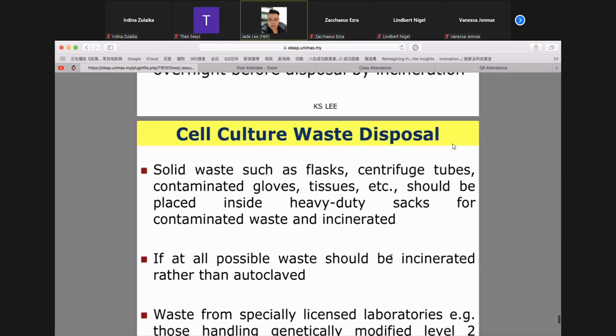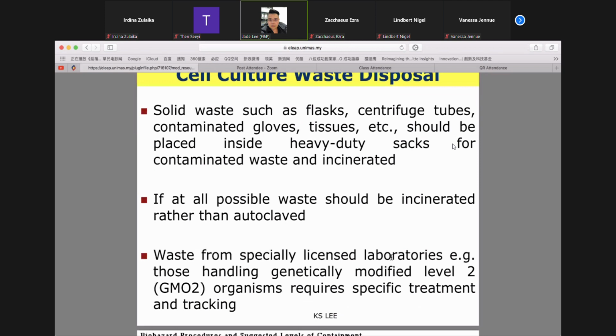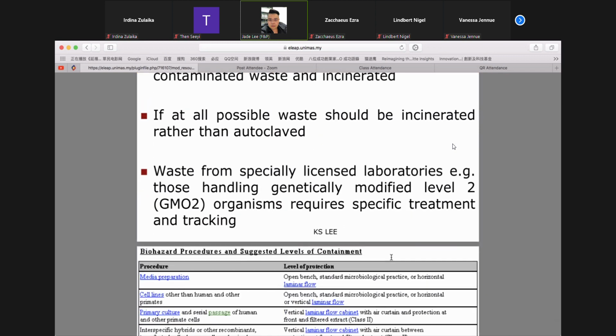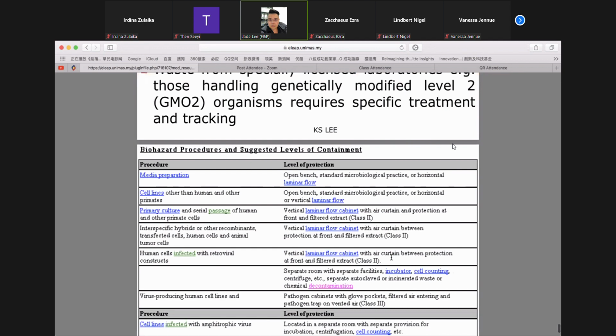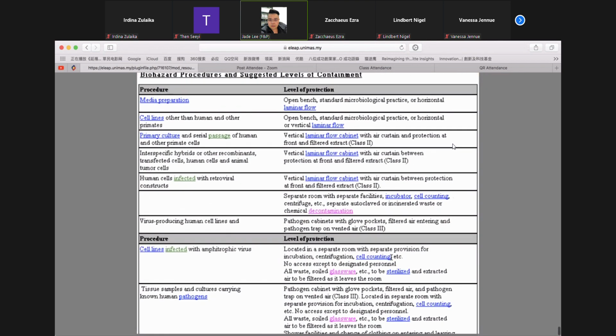For solid waste, such as flasks, centrifuge tubes, and contaminated gloves and tissue, it should be placed inside a heavy-duty sack for contaminated waste and incinerated. Usually, they will be autoclaved before they are sent for incineration. If possible, all waste should be incinerated rather than autoclaved. For waste from specially licensed laboratories, those handling genetically modified level 2 organisms require special treatment and tracking, of course. And these are the biohazard procedures and suggested levels of contaminants for your reference.